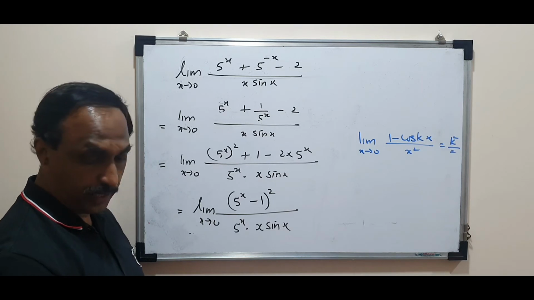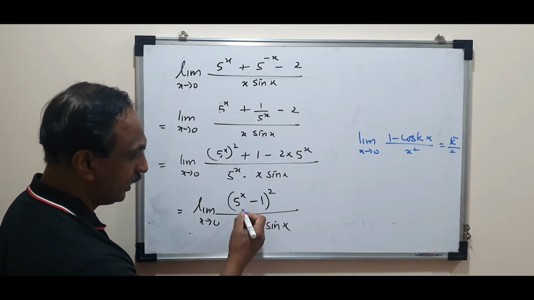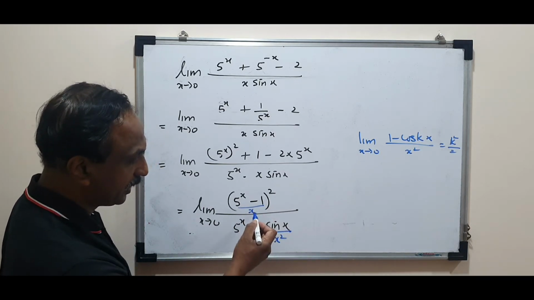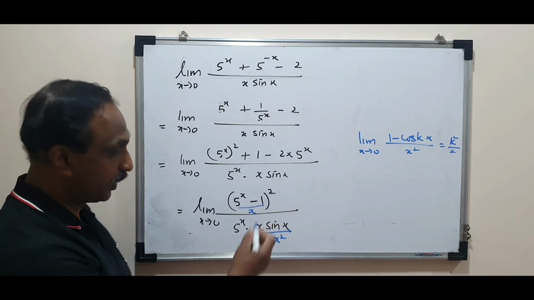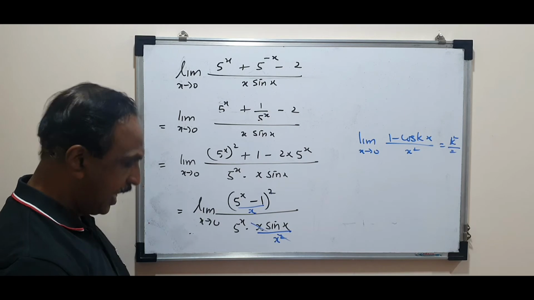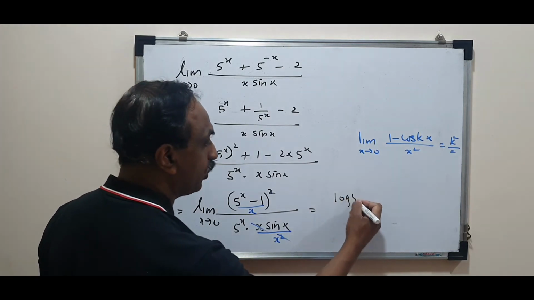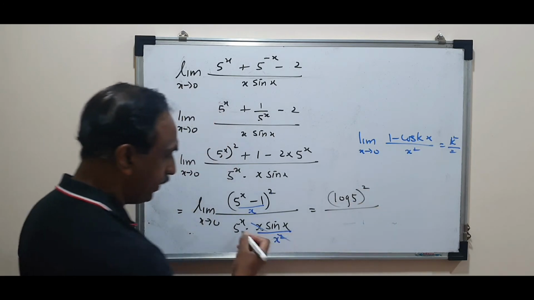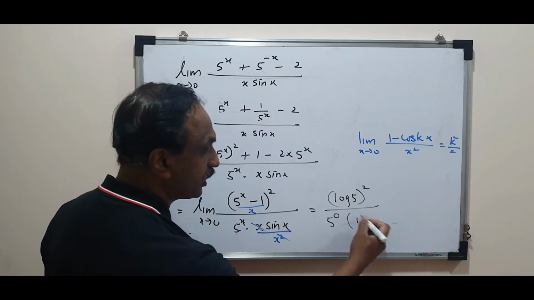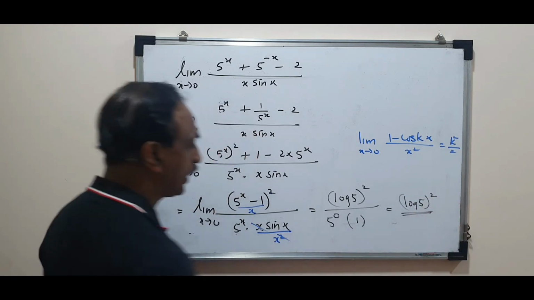Now, if you divide numerator and denominator by x square, here 1 by x will come, here 1 by x square will come. This x square, it is not x, because it's inside the bracket. Now, this x and this x will go away, and everything is turned to a perfect formula. So it became log 5 the whole square divided by 5 raised to 0, which is 1, sin theta upon theta, which is 1, and the answer is log 5 the whole square. Directly you can write the answer.